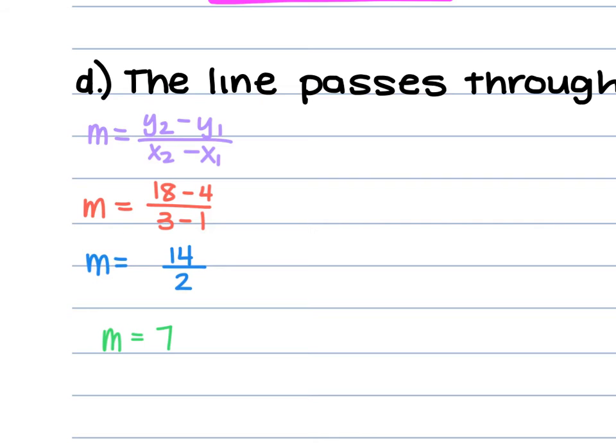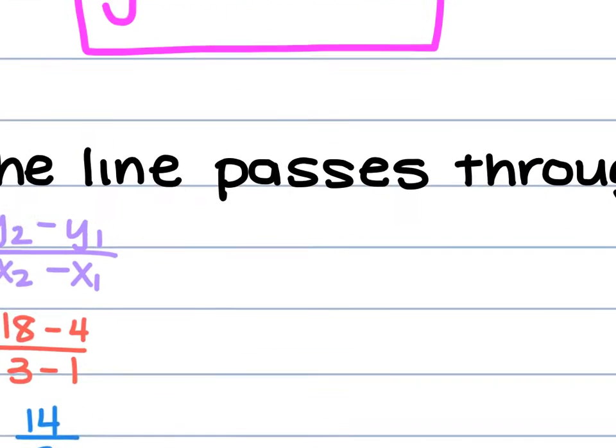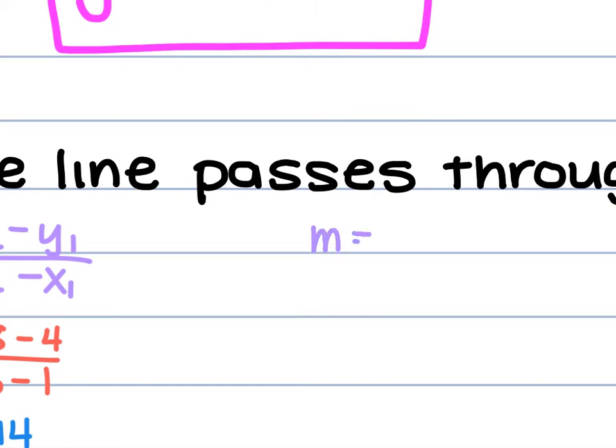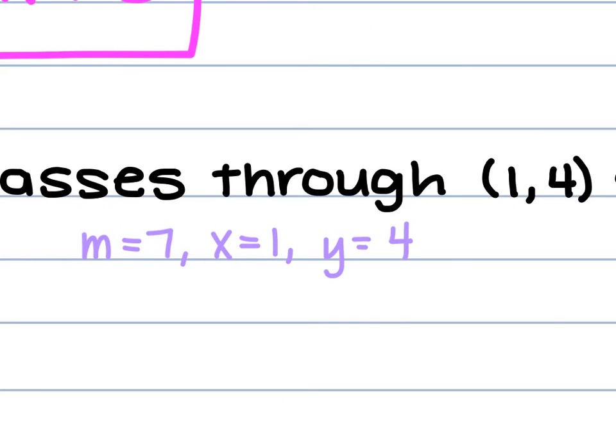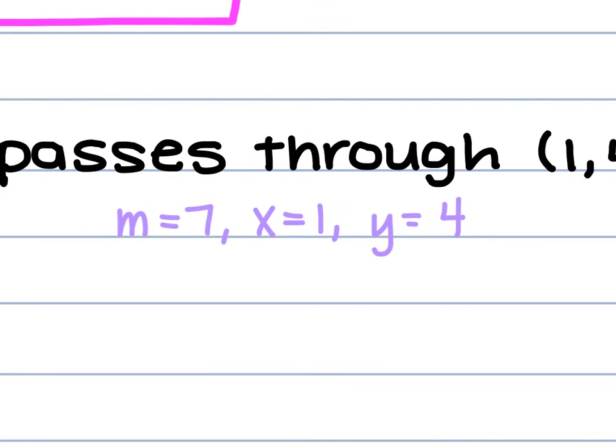From here, we have to find the y-intercept. So you need to choose one of those 2 points. I'm going to use the (1, 4). So we have a slope of 7, an x of 1, and a y of 4. Plug it into y equals mx plus b. So 4 is equal to 7 times 1 plus b. 1 times 7 is 7, so 4 is equal to 7 plus b.